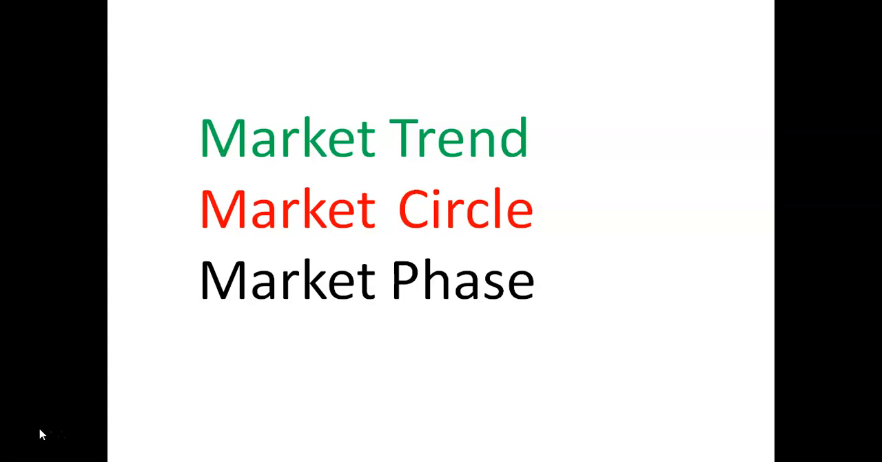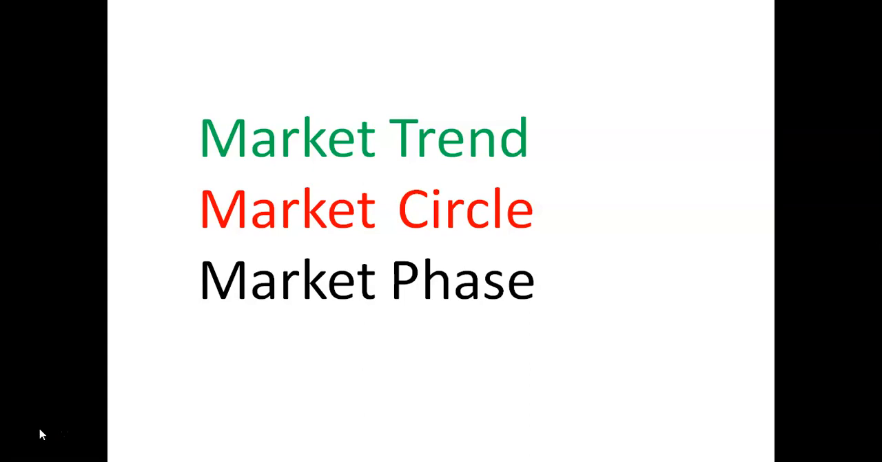In the market cycle, we have the bull cycle and the bear cycle. The bull cycle is where the market is going up for a long period of time, while the bear cycle is when the market is going down, in a downtrend for a long period of time.